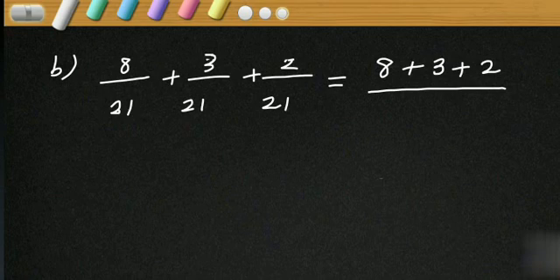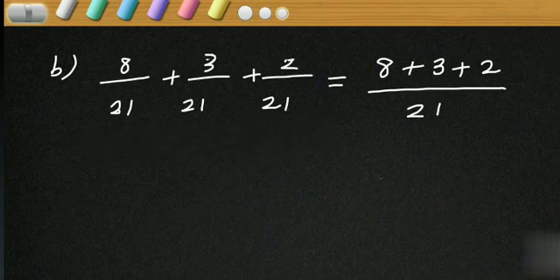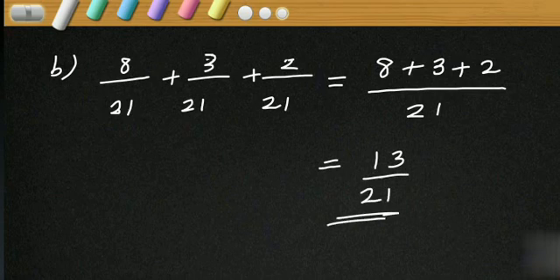Then what shall be done? Yes, write the denominator as it is. So the denominator is 21. Write it as it is. Got it? So it becomes 8 plus 3, yeah, 11. 11 plus 2, 13. 13 by 21 is the final answer. Have you understood? Okay. Now write down Roman number 2.